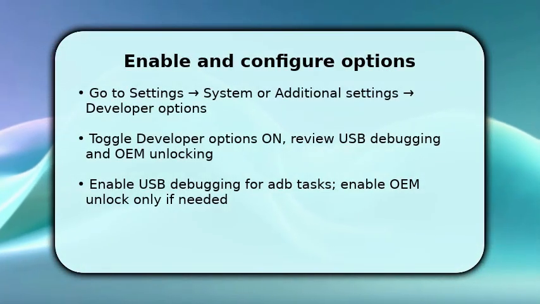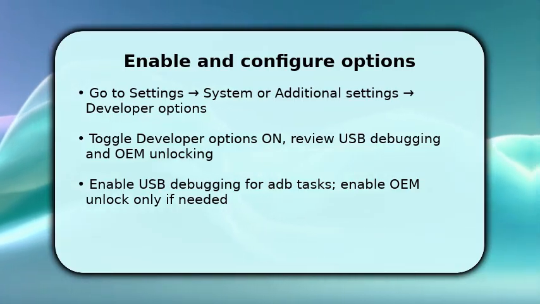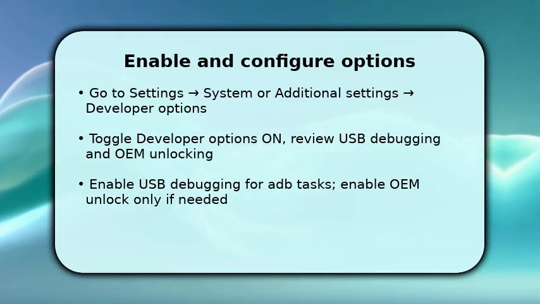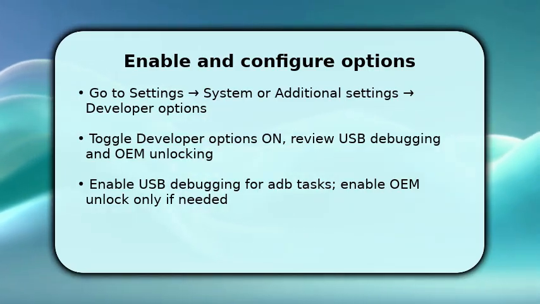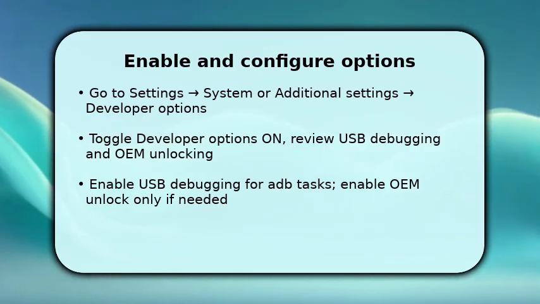This exposes many controls, so be deliberate. Look for USB debugging and enable it if you plan to use ADB or install apps from a PC. If you need bootloader access, find OEM unlocking, but only enable that when you understand unlocking risks, including data wipe. Make sure to read confirmation dialogues.